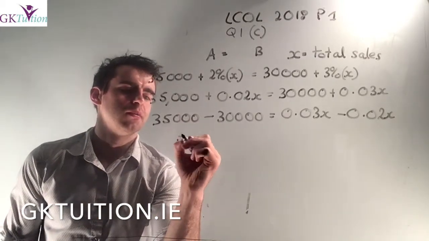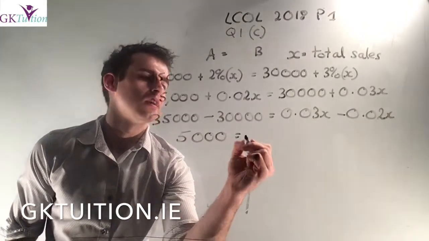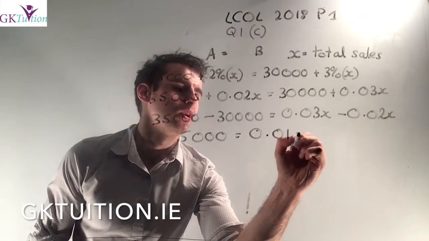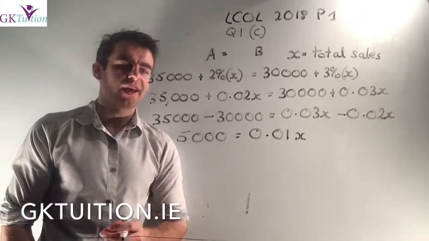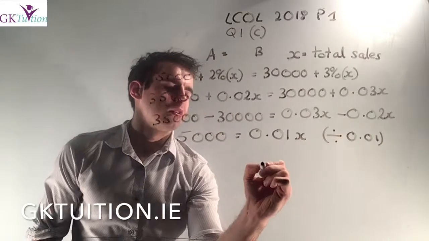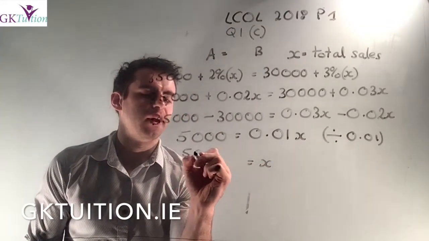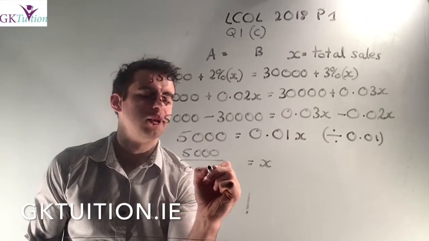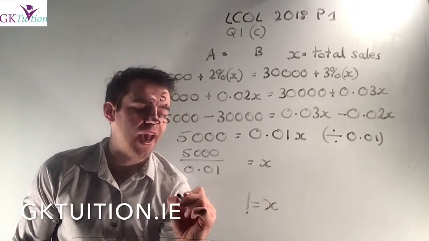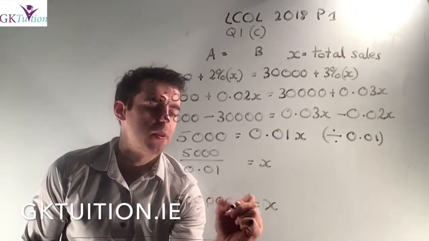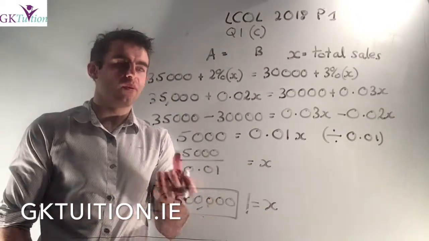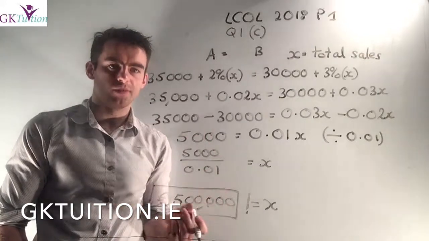35 minus 30, so I'm left with 5,000 on the left-hand side. And 0.03 minus 0.02 is just 0.01x. Now in order to get x on its own, I'm going to need to divide both sides by 0.01. So in other words, I can say that x is equal to 5,000 divided by 0.01. If you plug that into your calculator, you'll work out that the total sales x is equal to 500,000. So if a salesperson makes 500,000 euro worth of sales, it doesn't matter whether they're on contract A or contract B, they'll earn the same amount of money.